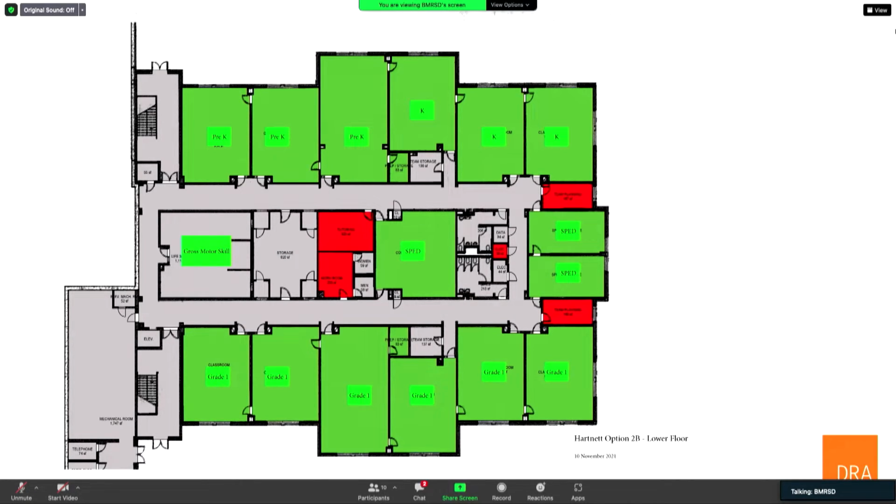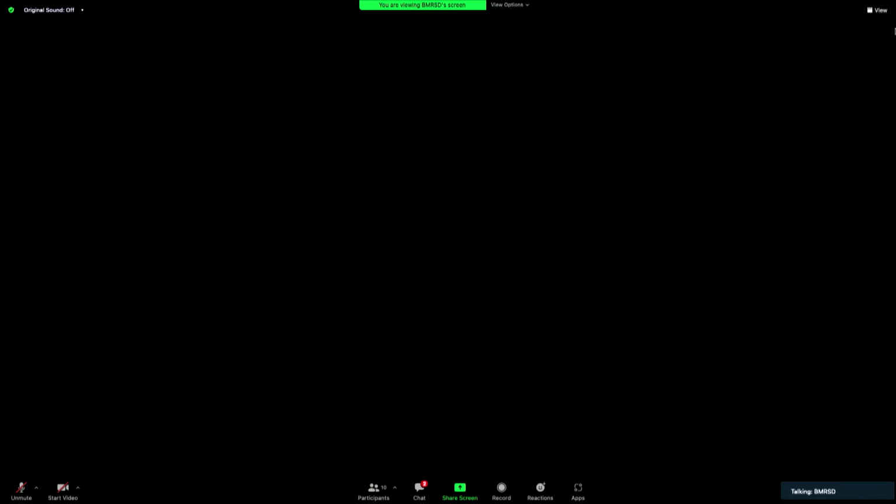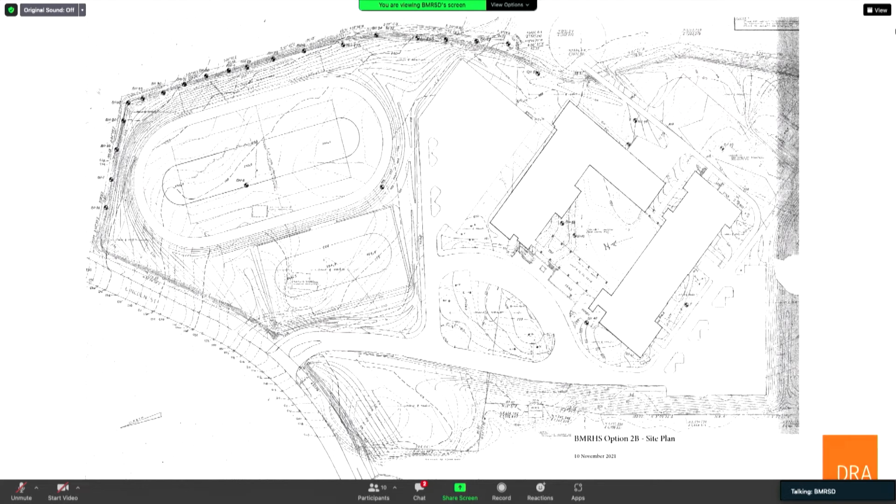Yes, sir. What's the cost to upgrade this building to come in compliance with what your design is? I'll get to that. Okay, I'm sorry. No, that's okay. Good question.